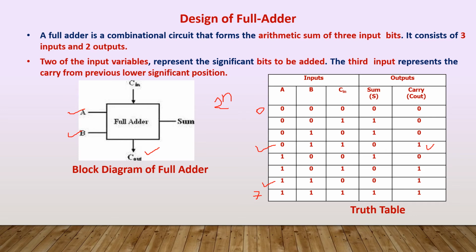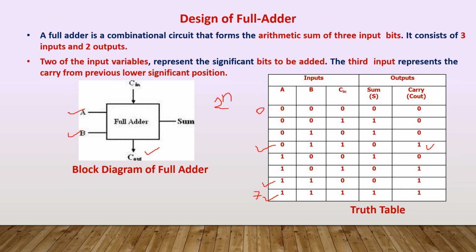The last condition is very, very important. If you add 3 1s together, 1 plus 1 is actually 1, 0. Again if one more 1 is added to the LSB bit, then it becomes 1, 1. So sum is equal to 1, carry is also equal to 1. Likewise, we can construct the truth table for the full adder. Now we got the truth table.